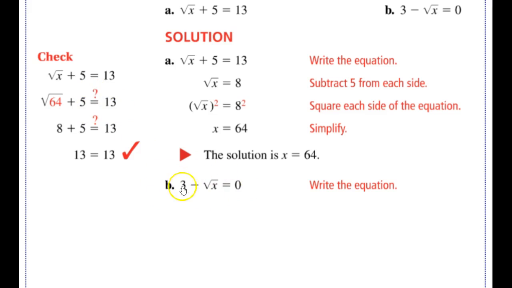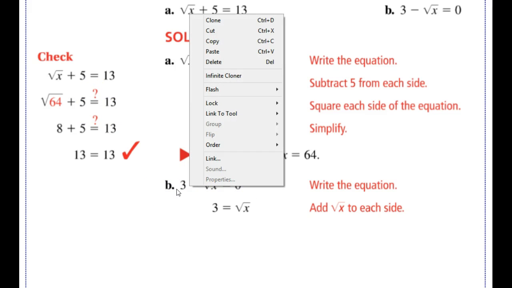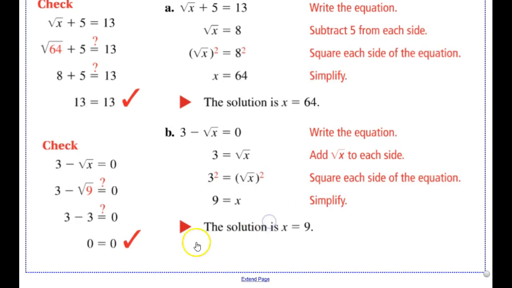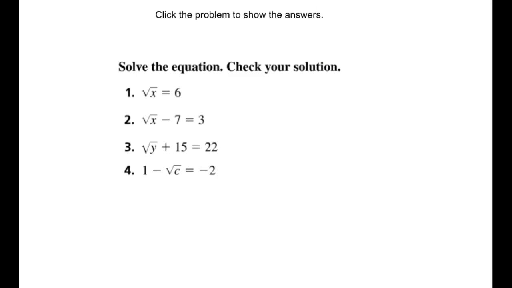So now let's look at part B. 3 minus the square root of x. I first want to get the square root of x all by itself on one side. So I add the square root of x to both sides, which gives me 3 equals the square root of x. Then to undo the square root, I square both sides, so I end up with x equals 9. So now let's put that back into my equation. 3 minus the square root of x equals 0. I plug 9 back in. 3 minus 3 equals 0, and it works. So I know that both of those solutions are good solutions. Now I want you to try a couple and see how you do.